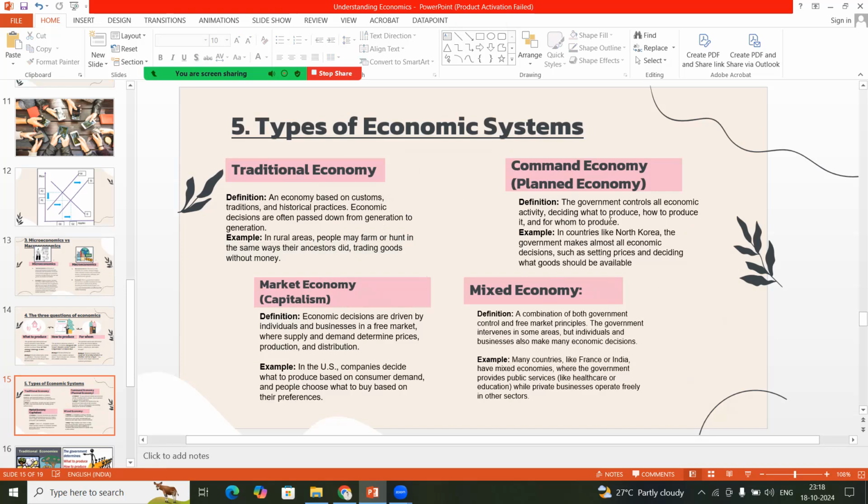Okay. Command economy means planned economy. The government controls and takes all the decisions in this economy. For example, in North Korea, the government makes most of the decisions, such as setting prices and deciding what goods should be available.